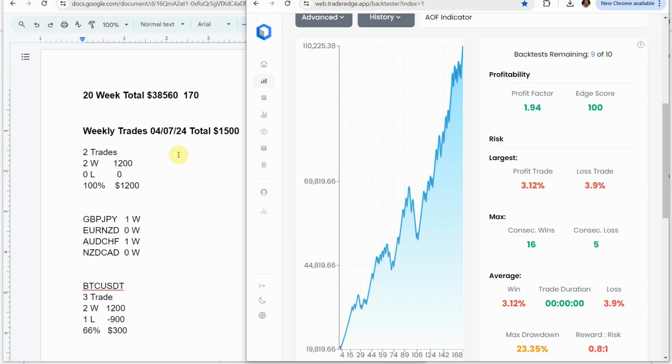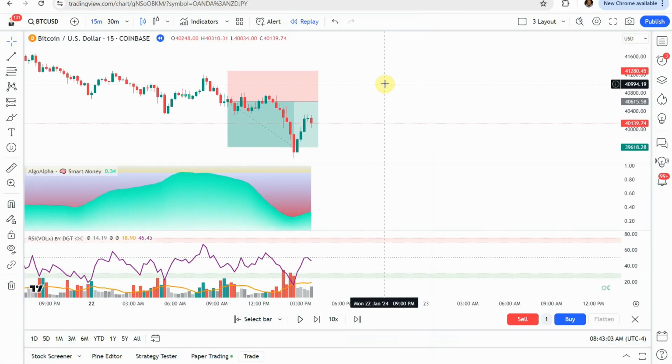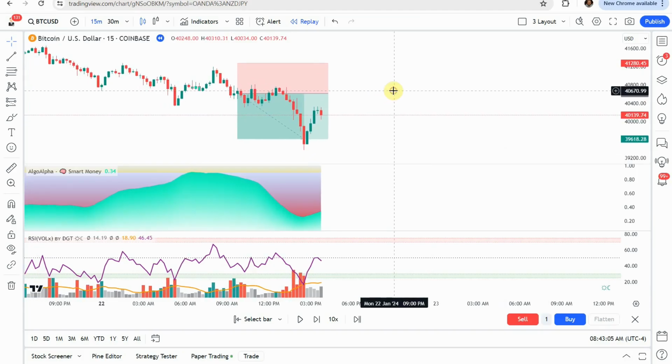The 20-week total now, we would have been up $38,560 over 170 trades. You can see more stats on the strategy here and the growth of the account there. So really good stuff from the Academy of Forex Indicator. All right, so that's it for the strategy here. This one's going to go on the no list, and we'll move on to the next video from here.